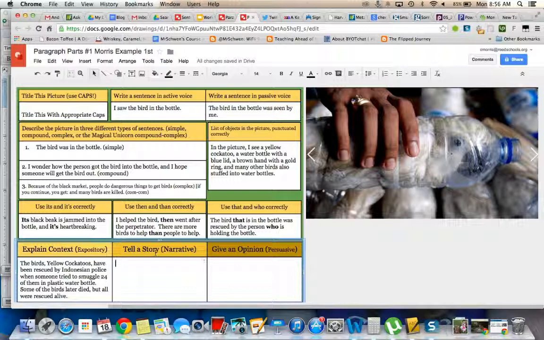It can be the bird. It can be the person who put the birds into bottles. It can be the person who's rescuing them or who found them. And you're just going to imagine a very brief moment of what that person would be thinking and doing. So I might talk about the bird and how it's feeling about being in the bottle. I might talk about the police who are like, you have 24 birds in bottles, and then what I would think and what I would do. So you're telling a very short, like 2-sentence story about what's going on.